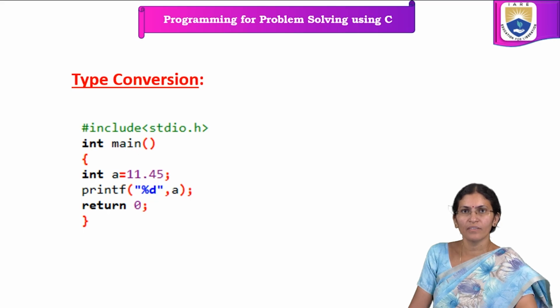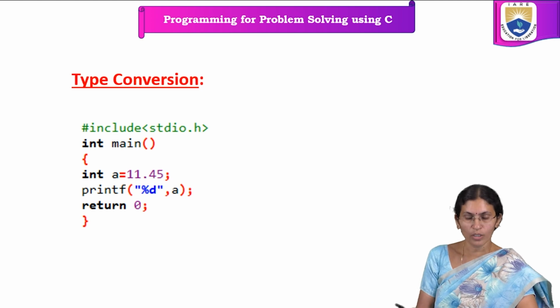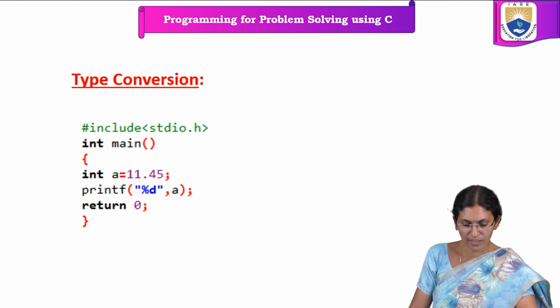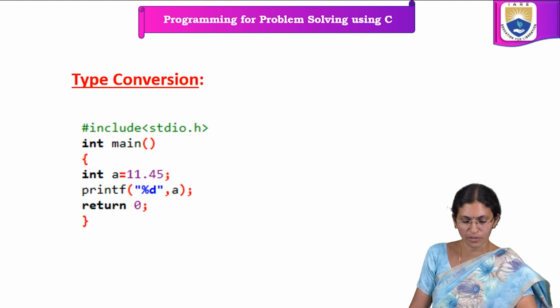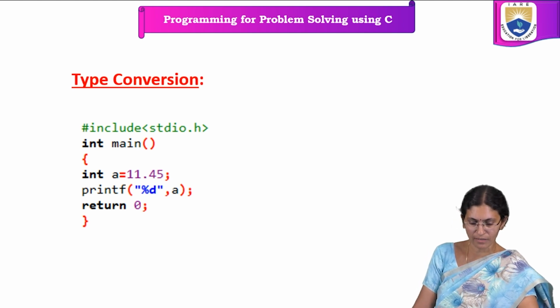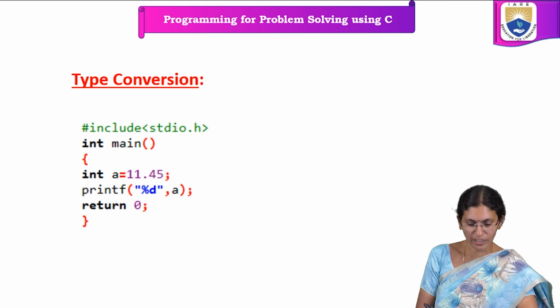So first, we'll go through some examples, or programs you can say. So this is one program. First, let us see what is the output of this program, and then we'll understand the concept of type conversion and typecasting in C. This is a very small program.